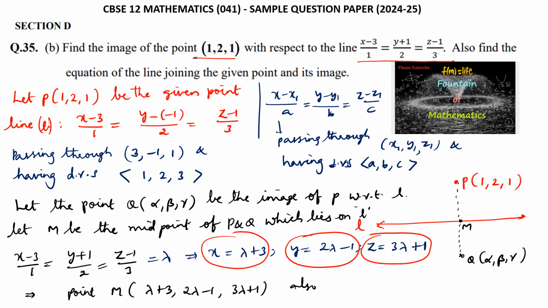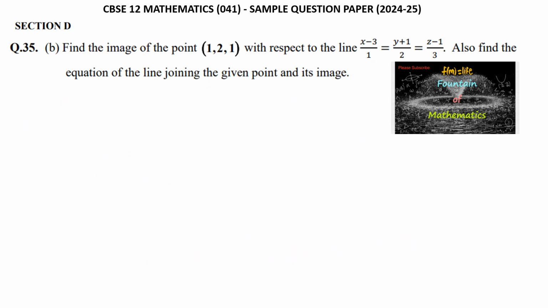Also we can see that this PM is perpendicular to the given line, and hence the direction ratios of these both are perpendicular. The dot product should be equal to 0. Let's find the direction ratios of the given line, say b1. So we have 1 comma 2 comma 3.